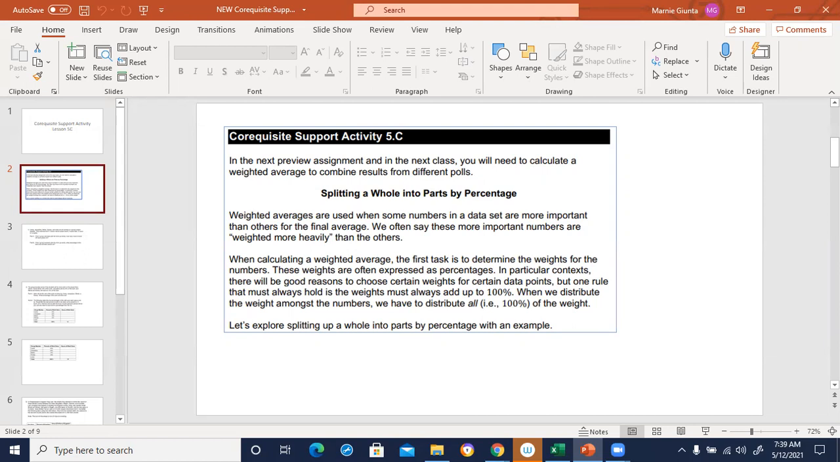And I would underline that for you. The one rule that must always hold is the weights must always add up to 100%. Keep that in mind. When we distribute the weights amongst the numbers, we have to distribute all of the weight, which is 100%. We're going to work through some examples now.